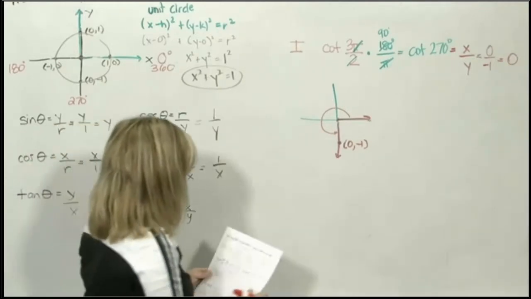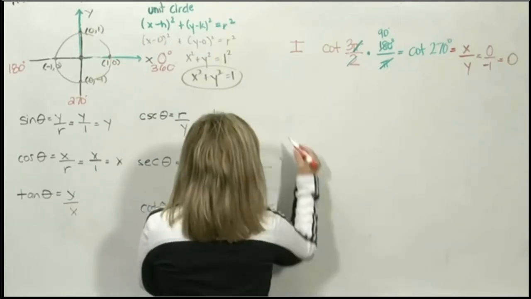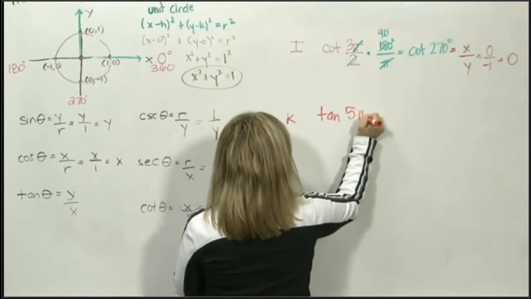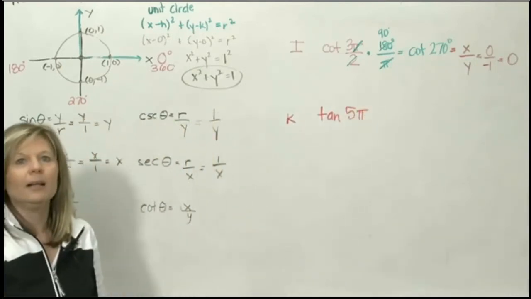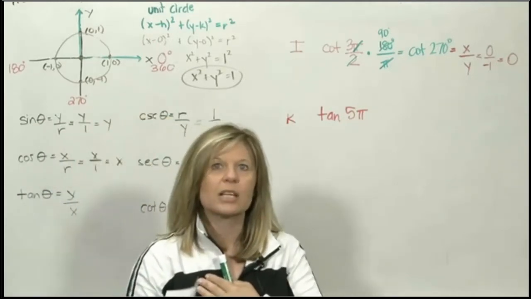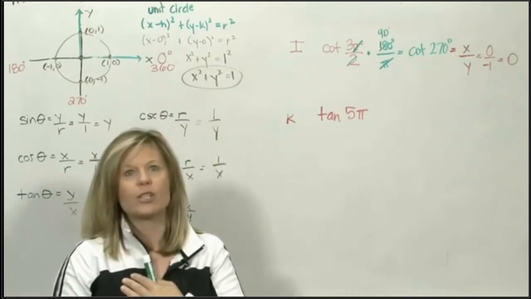All right, let's try one more. The last one is k. Let's try that one. And we want to look up the tangent of 5 pi. So again, you feel very comfortable with angles in degrees. I understand that. I agree with you. I'd much rather see degrees over radians.